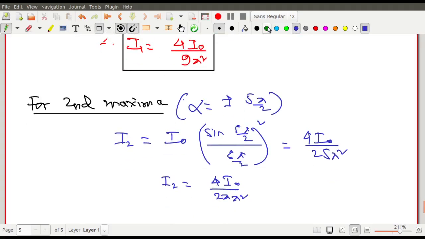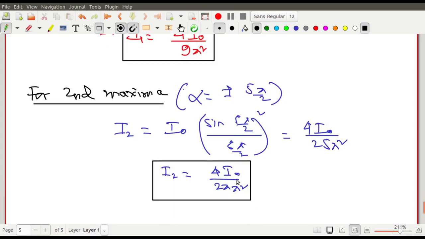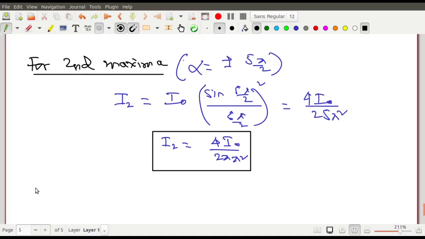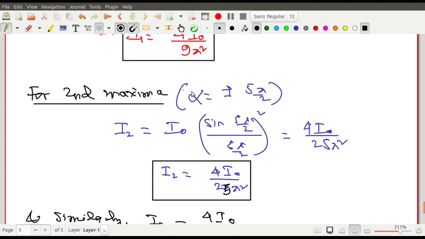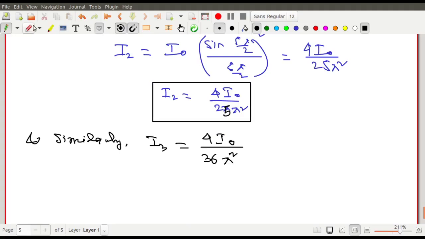So what do you find over here actually? What do you actually find? You find that I2 is like this, and similarly if you go for I3, I3 is equal to 4I0, which is common. By this time you understand, and this one will have 36 pi square. Actually the first one was 3 square, then 5 square, so this one will be 7 square, not 36, it will be 49. So 3 square, 5 square, and then 7 square, that is 49 pi square, and so on. It continues this way.